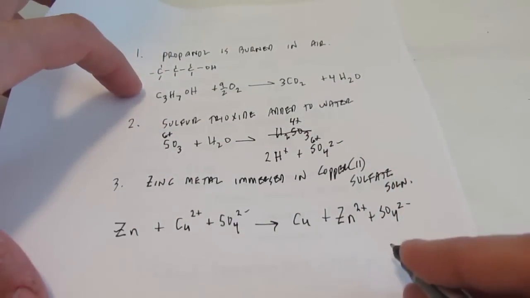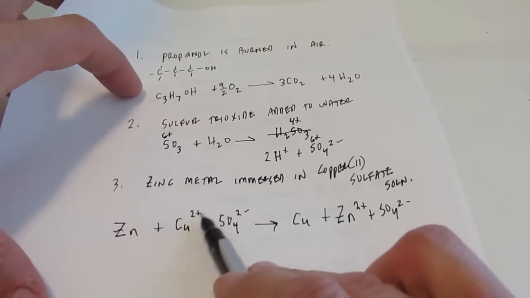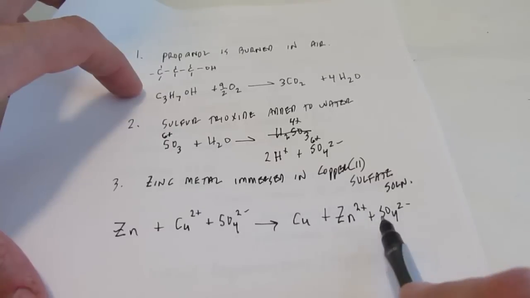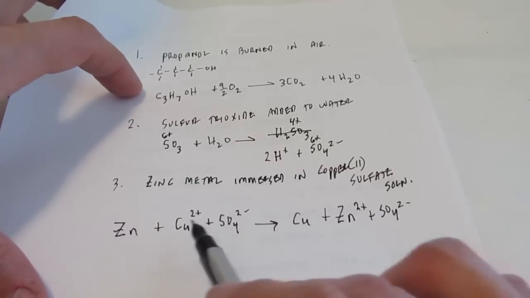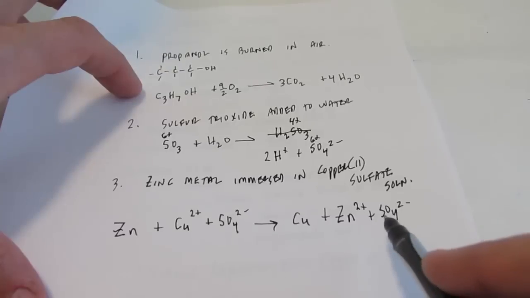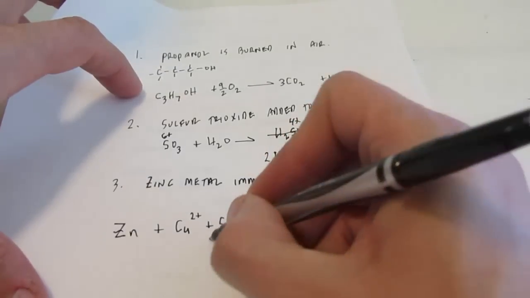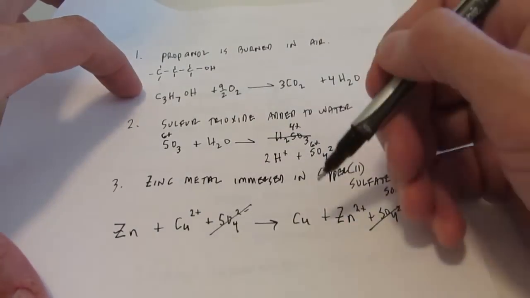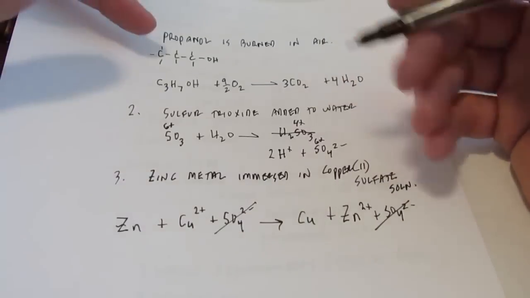Now that's balanced as it's written. Both my charge, 2 positive and 2 negative, equals 0 on this side, and 2 positive and 2 negative is 0 on this side. And the mass, 1 copper, 1 zinc, and 1 sulfate. Of course, my spectator ions are the sulfates, and so I get rid of those. A good question might be, what is the spectator ion?